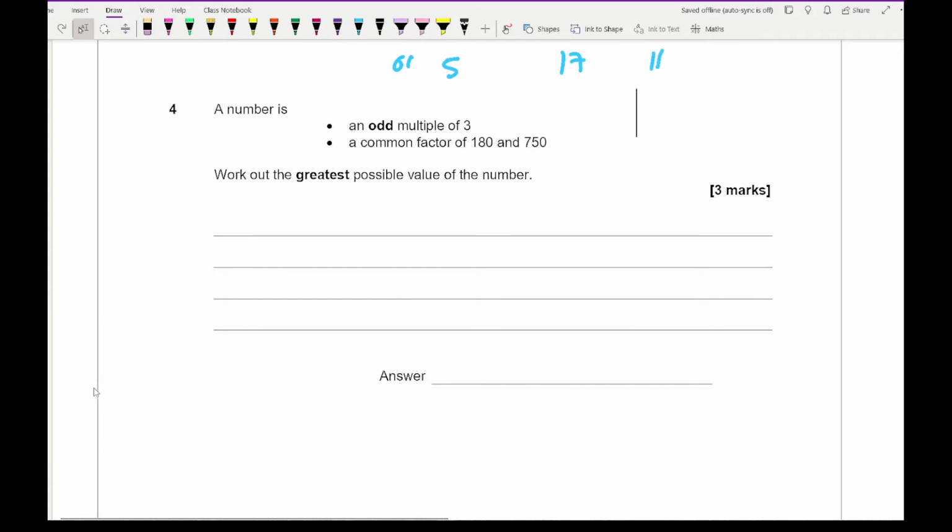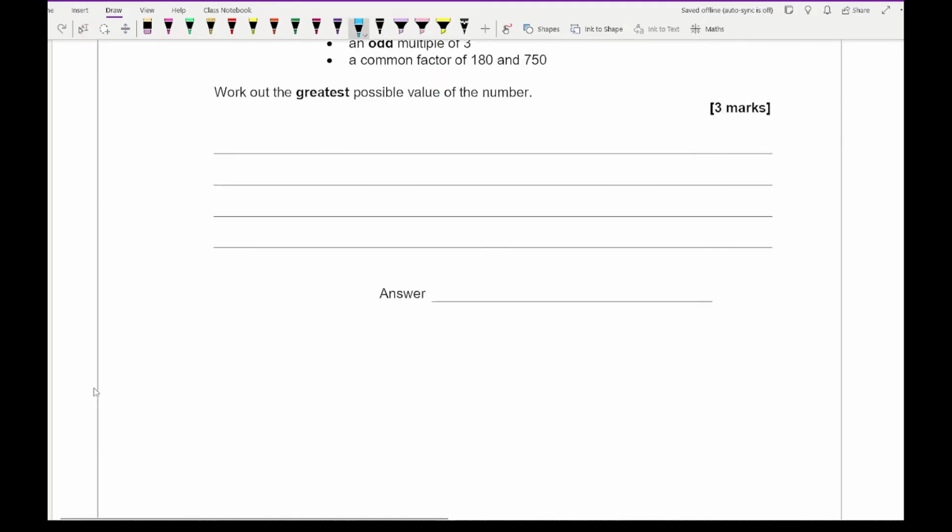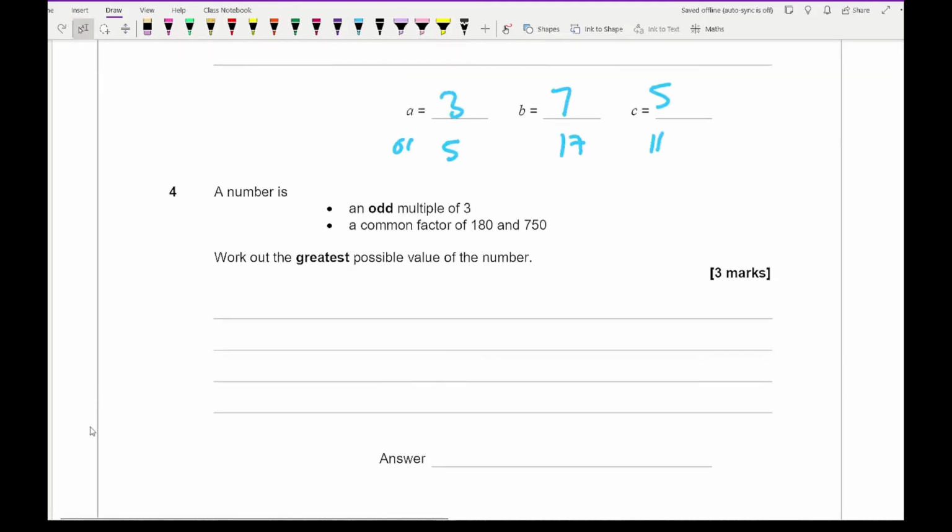For question 4, it says that a number is an odd multiple of 3 and is a common factor of 180 and 750. The question is asking us to work out the greatest possible value of the number. So for this, let's look at the odd multiples of 3, and that's going to be 3, 9, 15, 21, 27, 33. Again, increasing with a difference of 6.